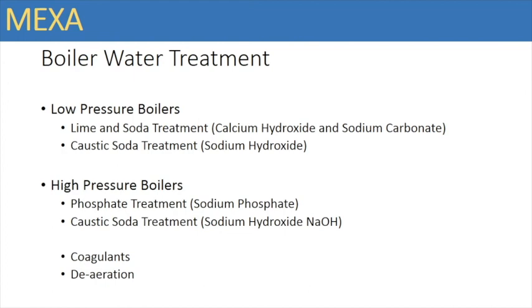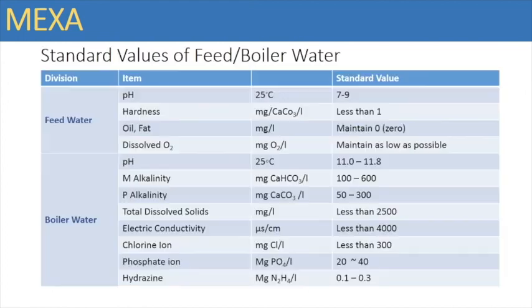For low pressure boilers, lime and soda treatment and caustic soda treatment is done. For high pressure boilers, phosphate treatment and caustic soda treatment is done. Other treatments include adding coagulants and deaeration of water.